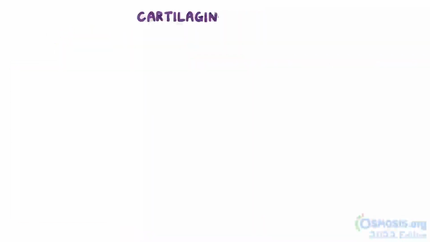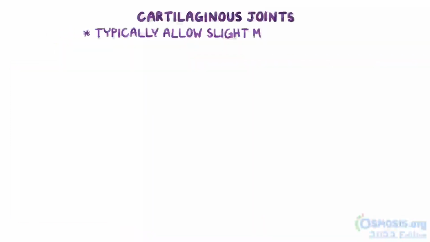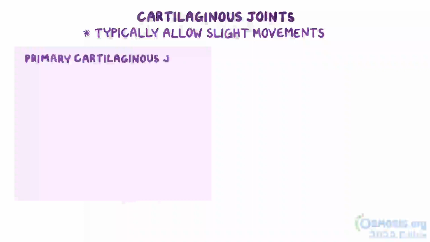Next are cartilaginous joints, which typically allow for slight movements thanks to the cartilage tissue binding the bones together. Just like fibrous joints, the cartilaginous joints are grouped into subcategories depending on the type of cartilage involved. Primary cartilaginous joints, also known as synchondroses, are joined together by hyaline cartilage.